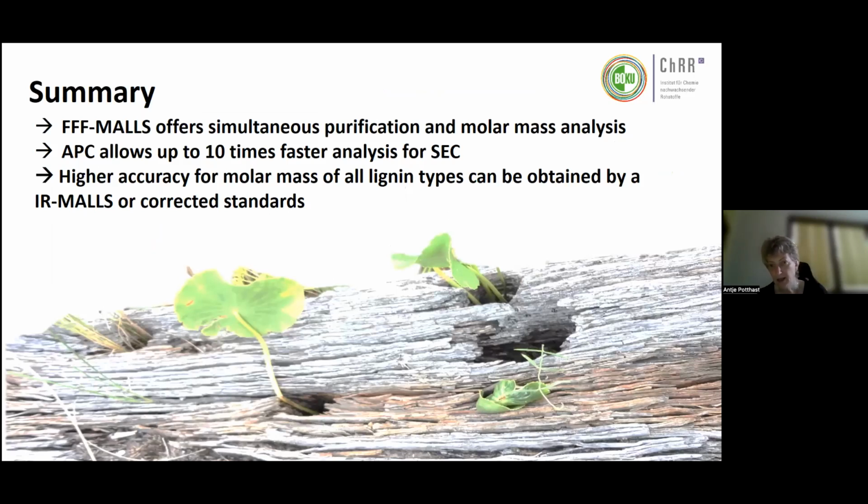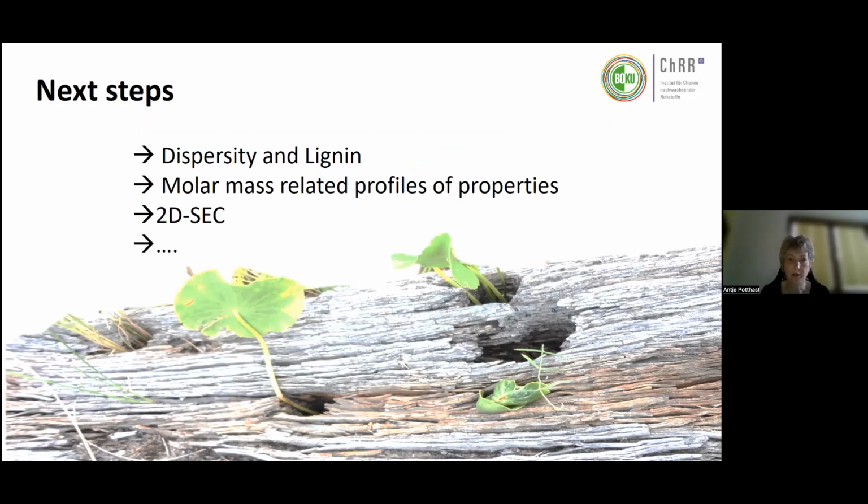we can do speed SEC. It's also possible to couple the speed SEC with MALS, but it's a bit tricky. It's not so straightforward. So I wouldn't say it's at a stage where we have routine analysis for APC with SEC. But if this is in place, it would be nice because then it's fast and absolute. We need the IR MALS for the lignins, especially for the graft lignins. Otherwise, we cannot measure, and we have the possibility to look for corrected standards or to correct standards.